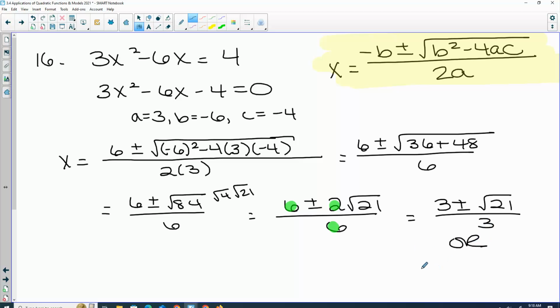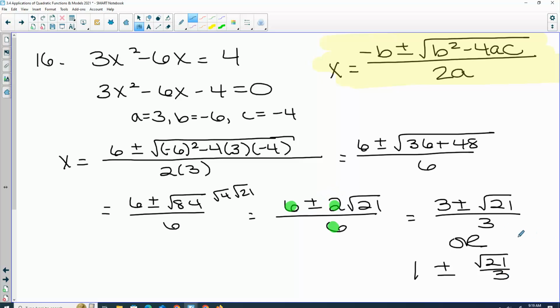Or, if you just broke it up, you could also have it as 1 plus and minus radical 21 over 3. So either of those answers is correct. There's two different ways to write it. Alright, so make sure you know your quadratic formula.